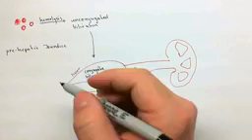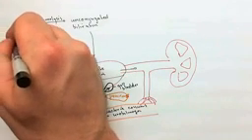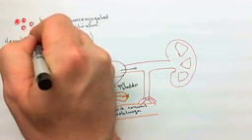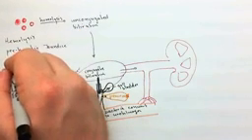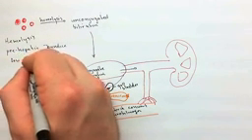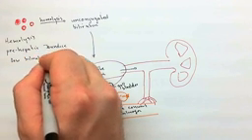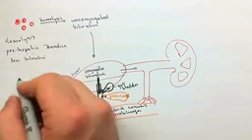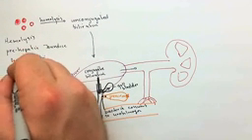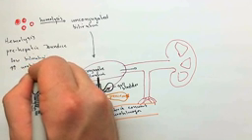So in the case of hemolysis, we actually expect a low bilirubin, and that's normal. But you've got extra urobilinogen, and so you're going to see high urobilinogen.